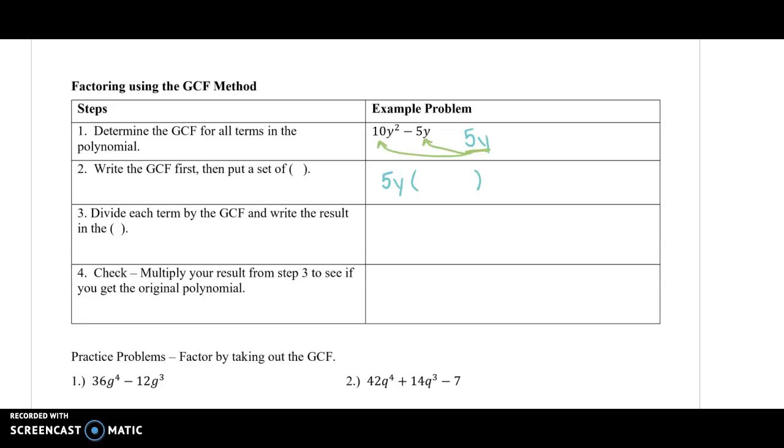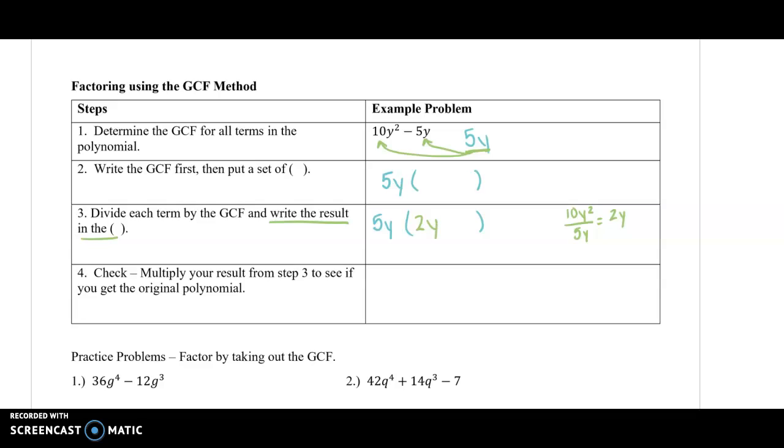So off to the side, and you won't normally eventually end up actually showing this step, but for right now I'm going to. So 10y squared divided by 5y. 10 divided by 5 is 2. Y squared divided by y. Remember your exponent rules, you subtract. So that would be 2y. Okay, so if you recall, we're going to keep our 5y with the parentheses. And now I'm going to write the result in the parentheses. So I'm going to have 2y.